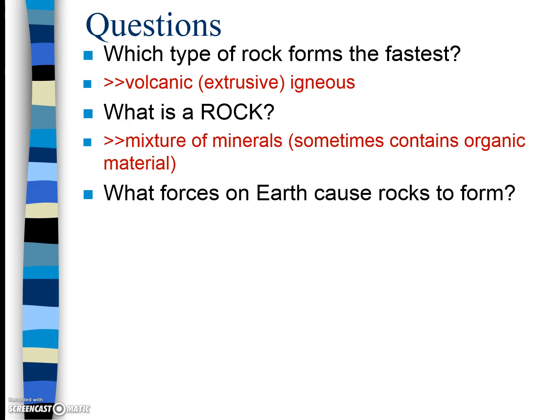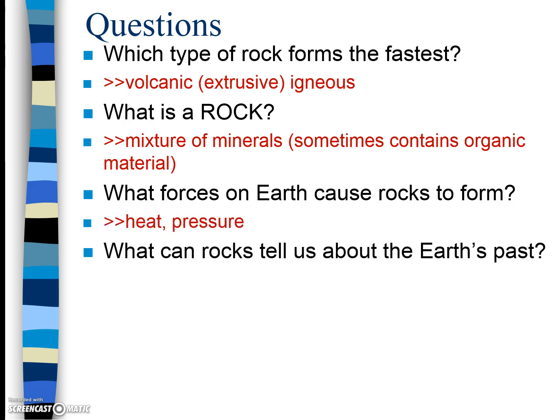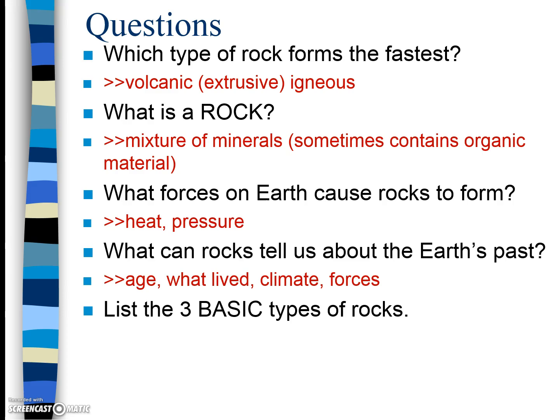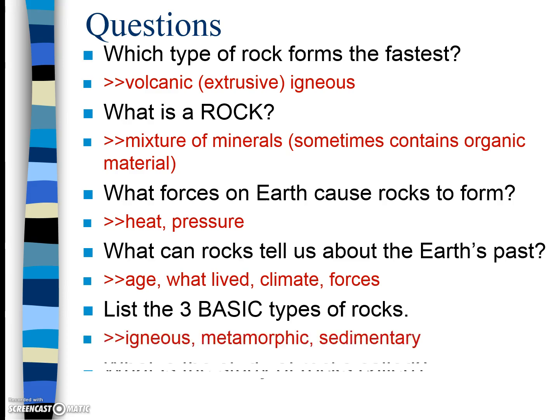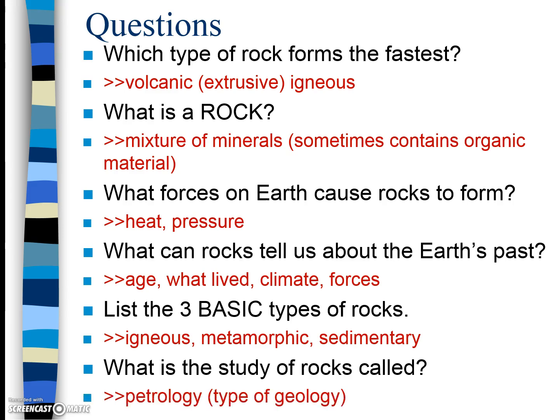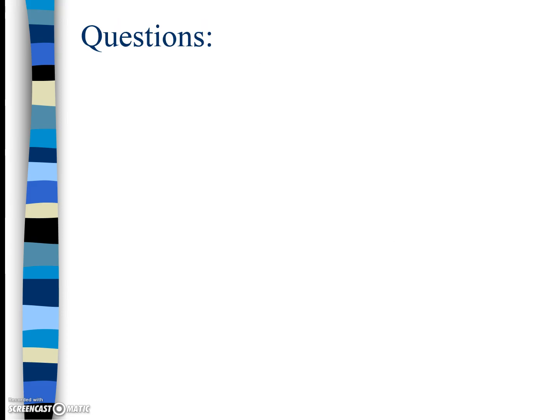What forces on Earth cause rocks to form? Heat and pressure. What can rocks tell us about the Earth's past? Well, age, what lived there, the climate that we used to have, and forces that might have happened on Earth. And then list the three basic types of rocks. You should know this: igneous, metamorphic, and sedimentary. And then what is the study of rocks called? And there are two answers for this. Petrology, which is a type of geology.